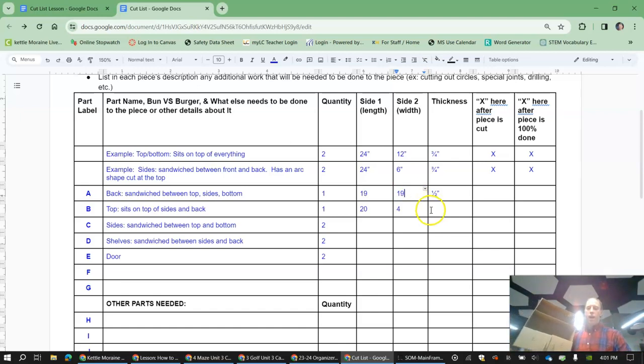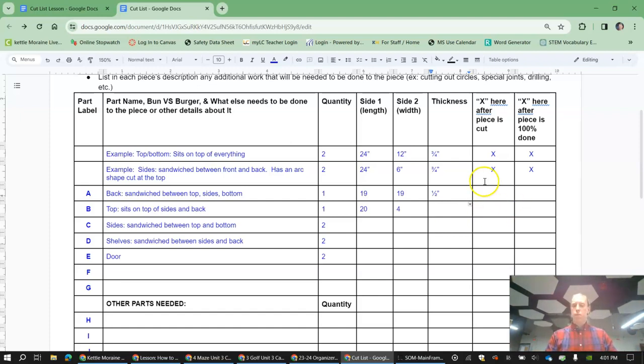So anyway, that is how you use this cut list. You're going to determine the size of every single piece. You're going to possibly have to do some calculations. Depending on your project, you may or may not have to do some calculations. It really depends. For example, for this project, I don't really have to do calculations because this is going to be as long as this is.